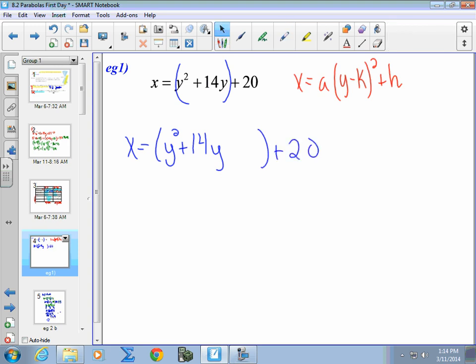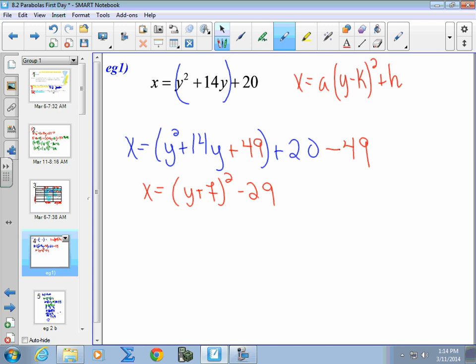Since we're working on the same side of the equation, instead of adding 49 here and then adding it over here, we're just going to subtract it. Because we're working on one side of the equation, we're going to subtract 49, and then we'll rewrite this as x equals (y plus 7) squared minus 29. Once again, you want to look inside of the parentheses to find the axis of symmetry. It is y equals negative 7.